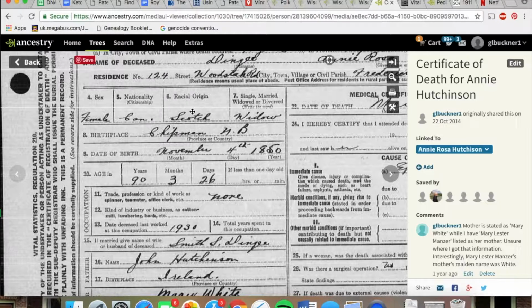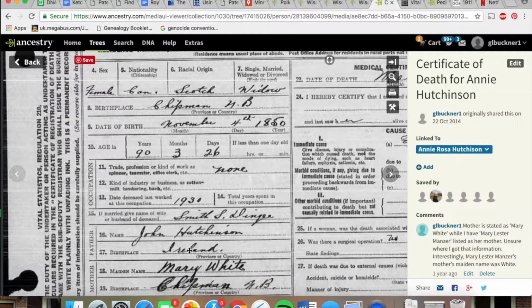You get racial origin, which is interesting. Hers says Scotch. So I'm going to tell you a little story with this. Her father, I know, immigrated from Ireland. Actually, I know that because down here it says her father's name and where he was born, Ireland. However, and just for the record, I traced her mother's line. I'm familiar with that family, and they are not Scottish.